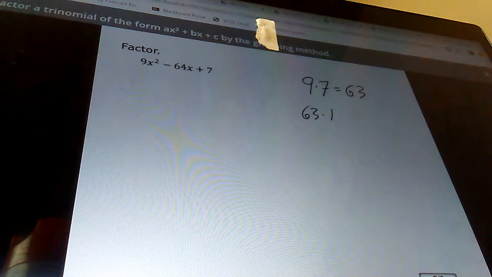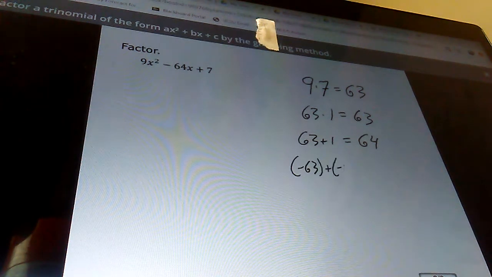63 times 1 is 63. And if we add these together, we get 64. To get negative 64, make both numbers negative. So our two numbers are negative 63 and negative 1. Bring down the 9x squared. Rewrite negative 64 as negative 1x, or just negative x, minus 63x, and bring down the last term, plus 7.